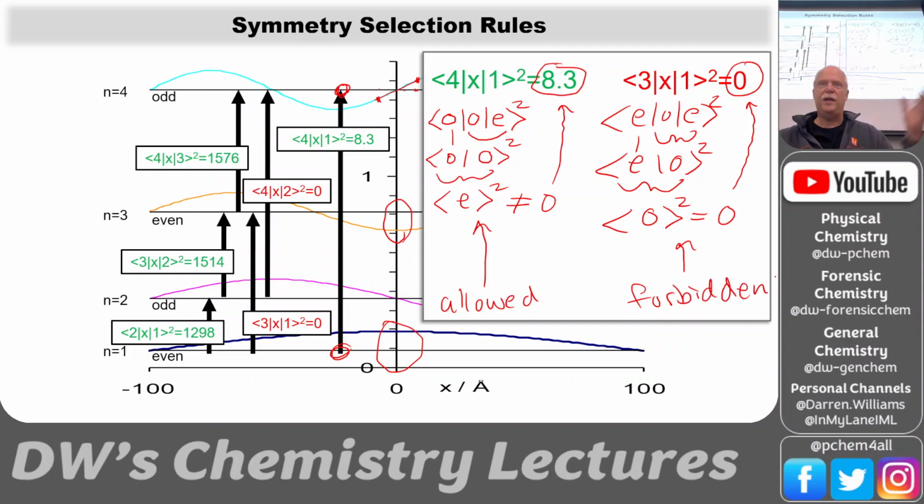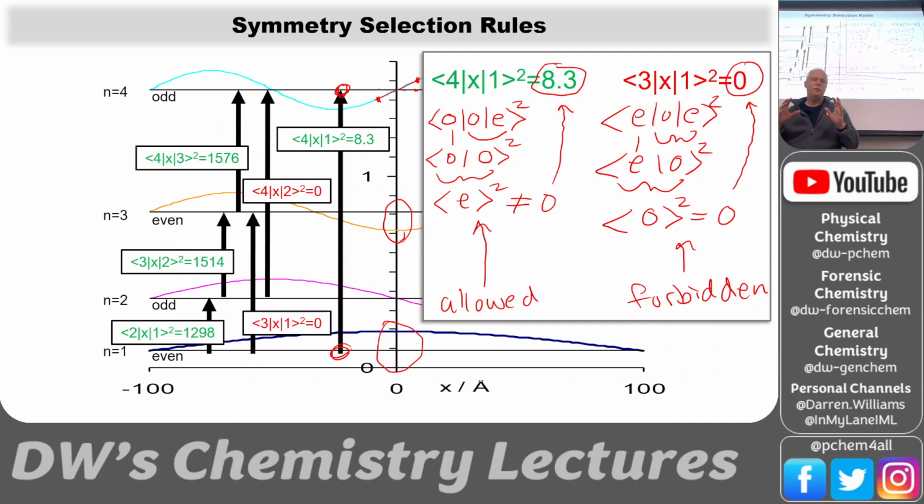So the symmetry forbids light to be absorbed by those wave functions. Okay. That's cool. Okay, we're going to now shift from one dimension to multiple dimensions.